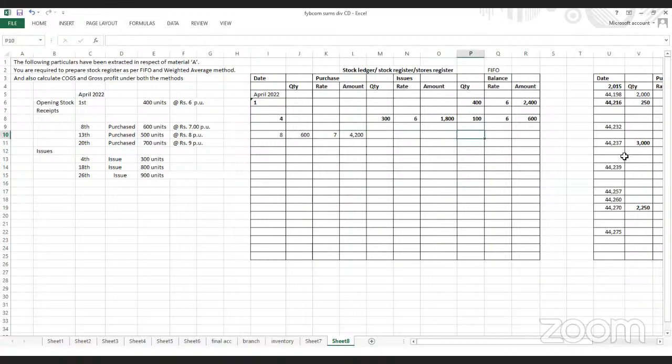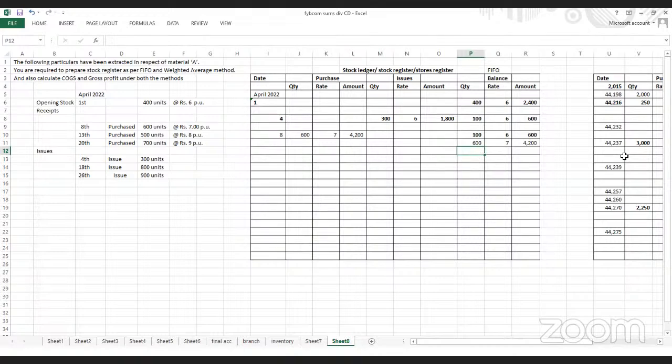In quantity, I'll first carry forward the old stock which was there on 4th of April. After issuing those 300 units, I am left with 100 units at the rate of 6. Amount was 600. So first I have to carry forward this on 8th. Okay, and below this I'll write new purchase. So this is very important. While writing closing balance, first carry forward the old stock if you have, and below that write the new stock purchased. Clear?